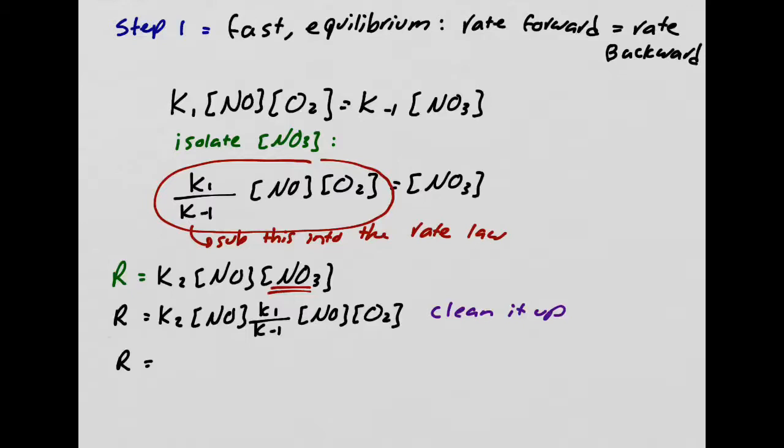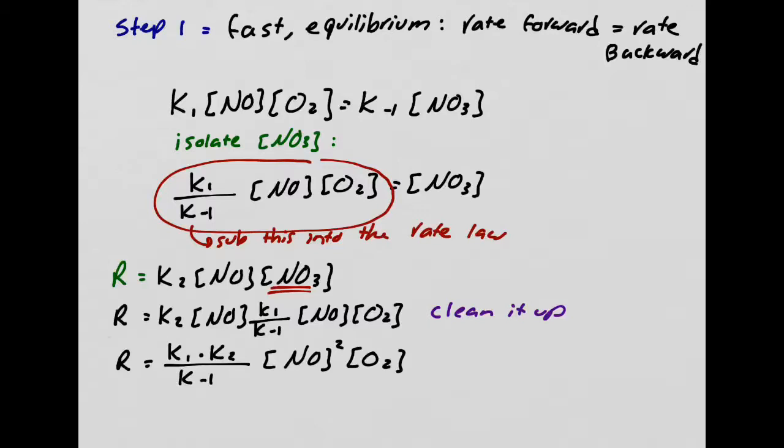So technically what I have is K1 times K2 over K minus 1 times NO to the power of 2 times O2. I want to show you how I clean this up. I just put all the K's together, so K1 times K2 divided by K minus 1, nothing new. I have 1 NO, I have 2 NO, so NO to the power of 2 and then times O2. So good so far?